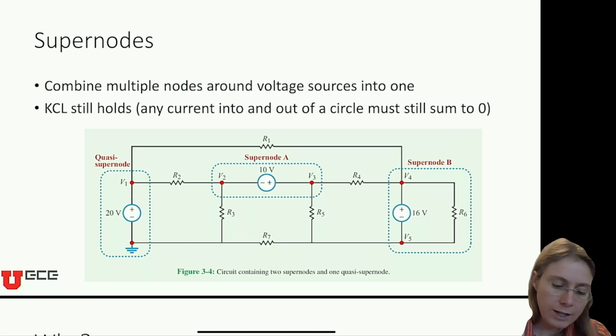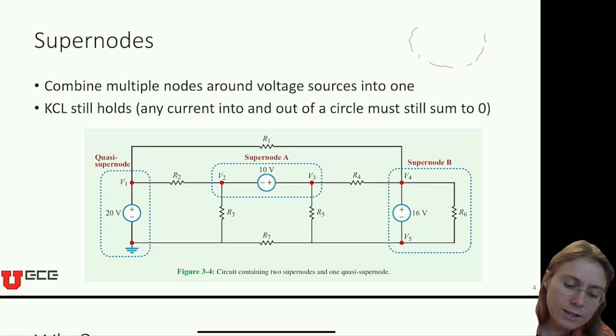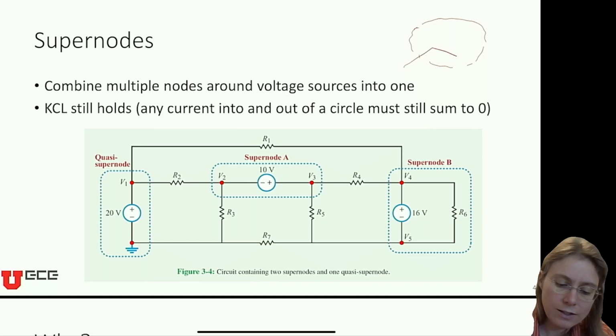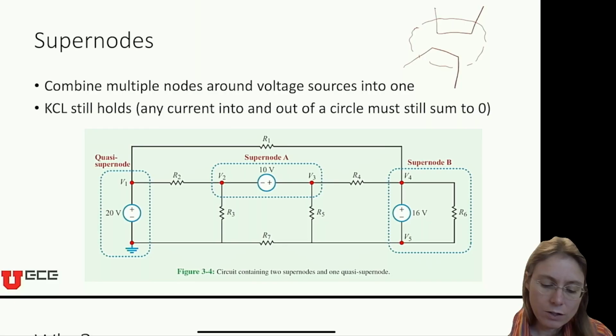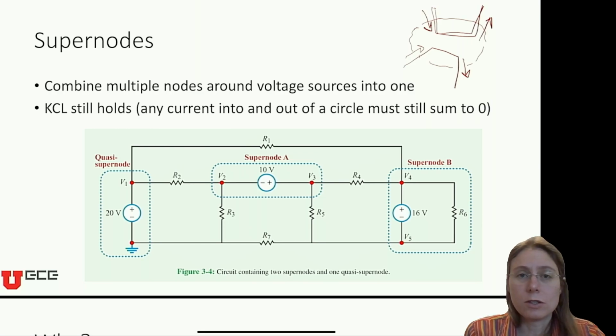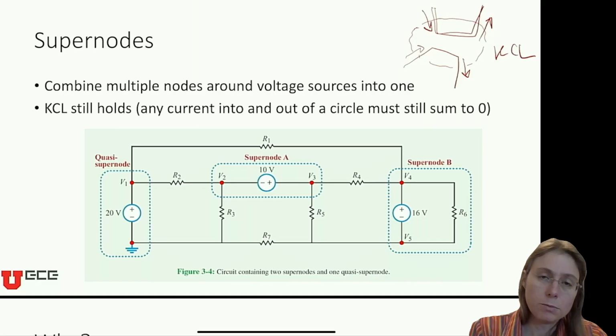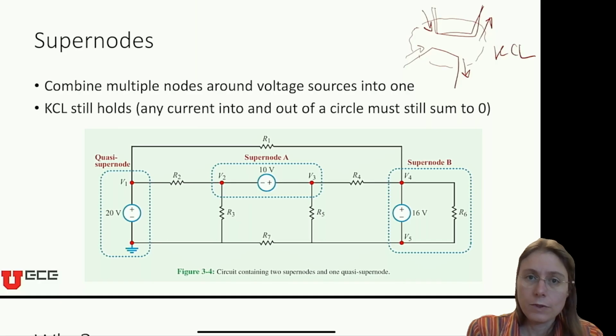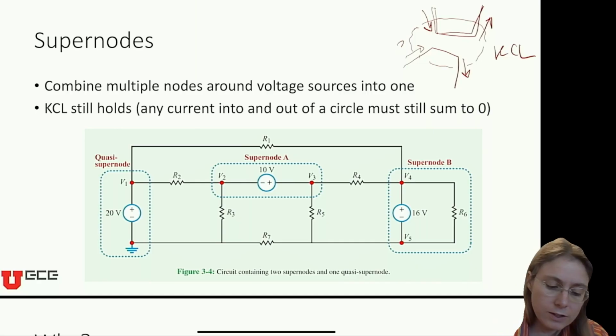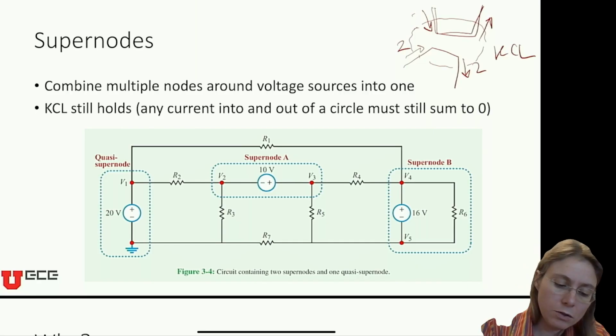Kirchhoff's current law actually holds for any area in space, where I could have wires coming in and out. Even though these are 2 separate circuits I drew here, they're just wires coming in and out, so it's the same current flowing in as out. Even though I drew the circle for KCL surrounding 2 completely different circuits, it still all sums to 0, because if this is 2 amps going in, 2 amps going out, 3 amps going in, 3 amps going out, then I get 3 minus 3 plus 2 minus 2 equals 0.